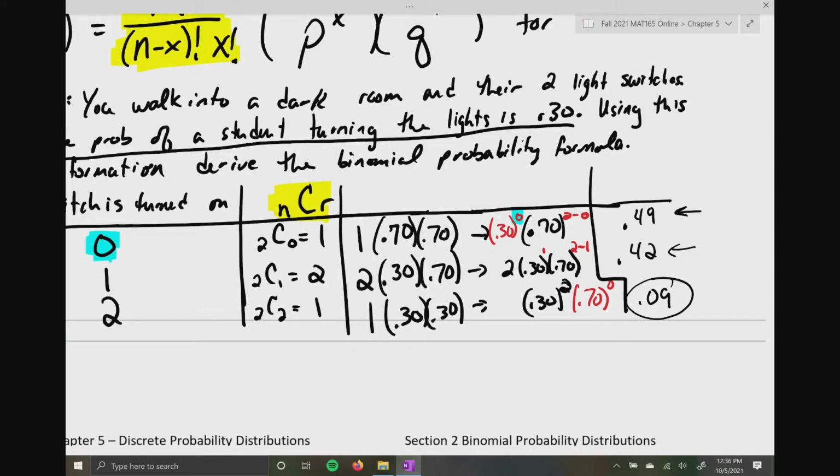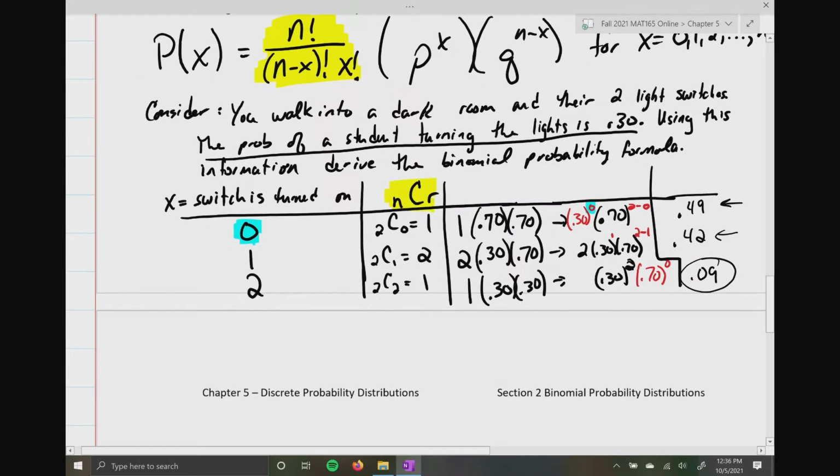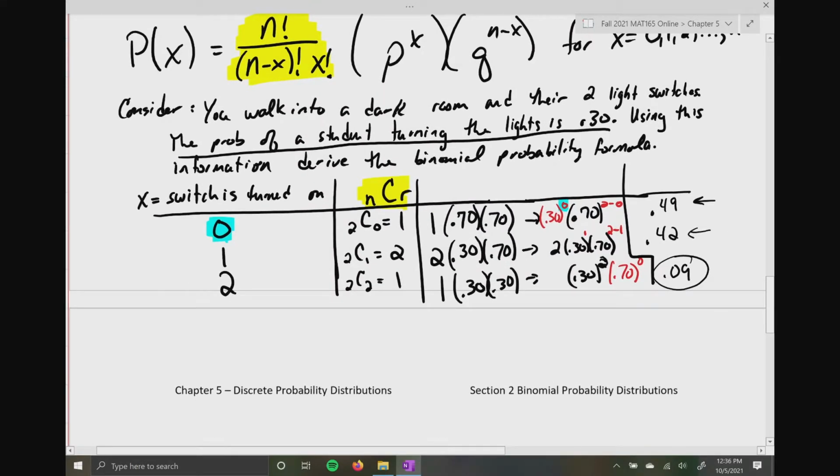But anyways, let's look at this again. All right. So we created our binomial probability distribution. We looked at the number of ways each can occur. We found our probability of success raised to the x power, the probability of failure raised to the n minus x power, and then each one of these on the right-hand side basically just generated the probabilities that we wanted. So P of 0 is going to be 0.49, P of 1 is 0.42, and then P of 2 is 0.09.